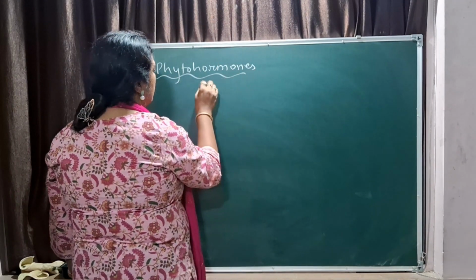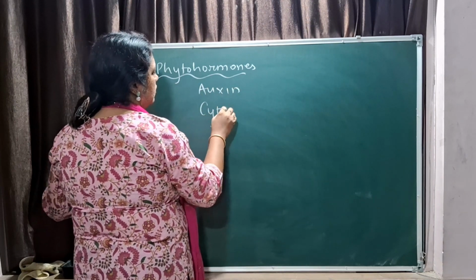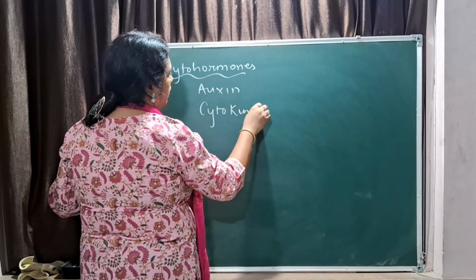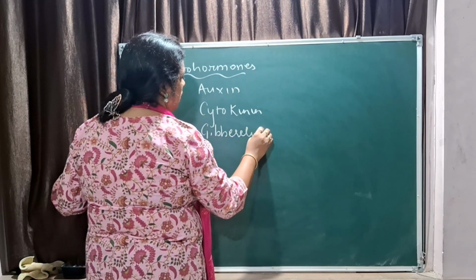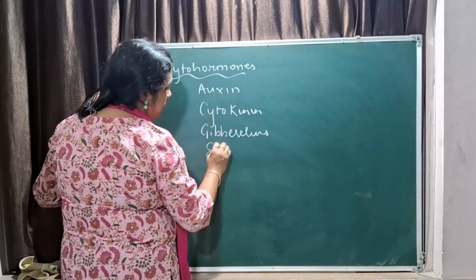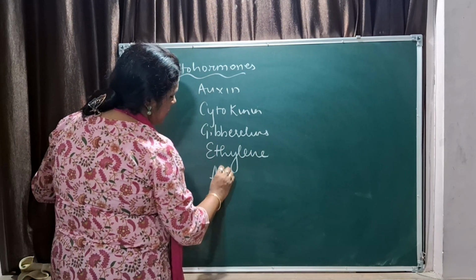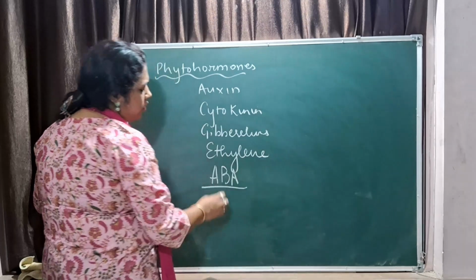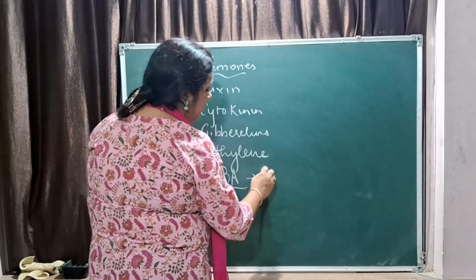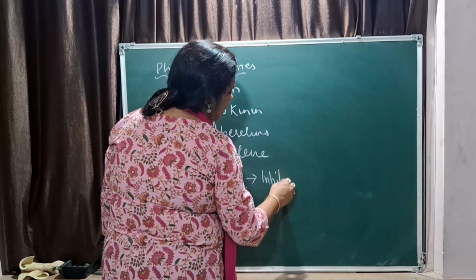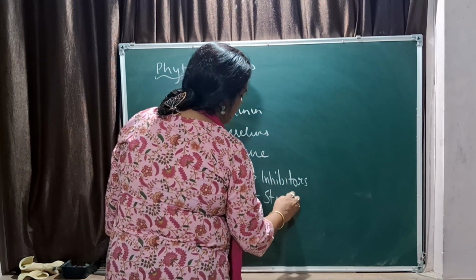So, you have here auxin, you have cytokinin, you have gibberellin, and you have ethylene, and you have abscisic acid, ABA. Okay. These are the 5 hormones that we are studying. Abscisic acid is an inhibitor, rest all are the promoters. It is also the stress hormone in plants.